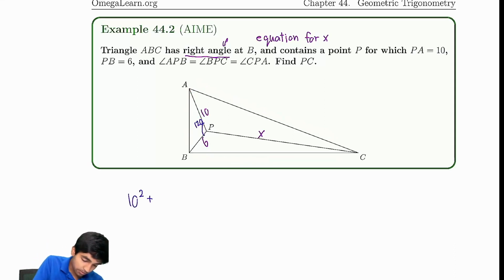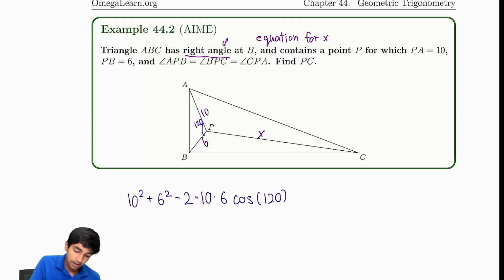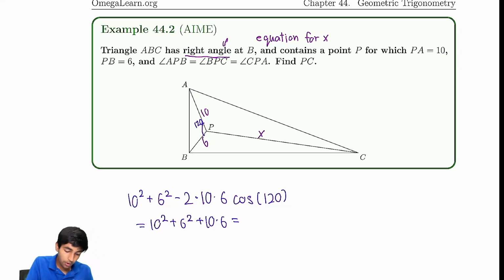A squared plus b squared minus 2ab cosine 120. Now cosine 120 is just negative 1/2. So this is just n squared plus 6 squared plus 10 times 6. This is equal to 196. So AB is 14, the square root of 196.